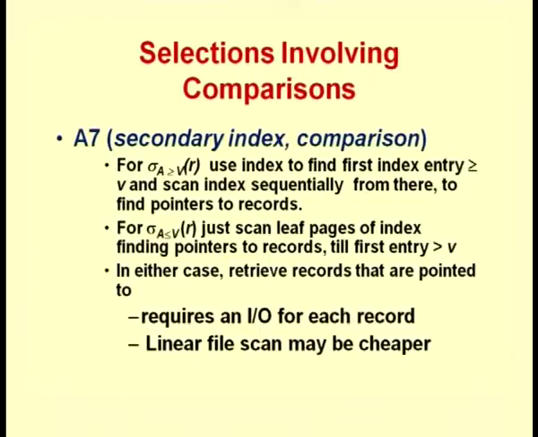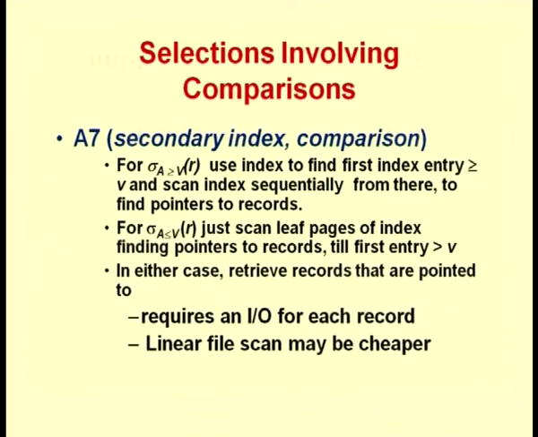The next method is secondary index comparison. For sigma A greater than or equal to V of R, use the index to find the first index entry V and scan the index sequentially from there to find pointers to records. If it is less than or equal to, then just scan the leaf pages of the index finding pointers to records till you get the first entry which is greater than V. In either case, retrieving the records that are pointed to requires an I/O for each record, and a linear scan sometimes may be much cheaper. So, up to now we have looked at simple selections.